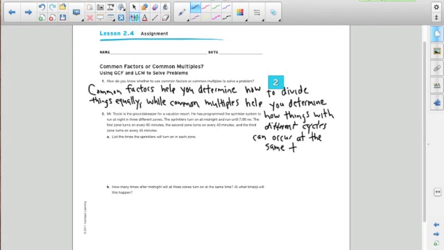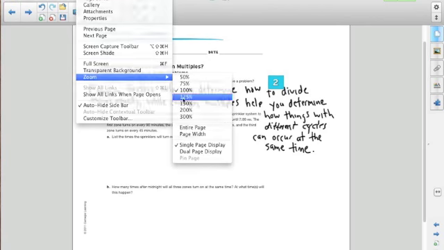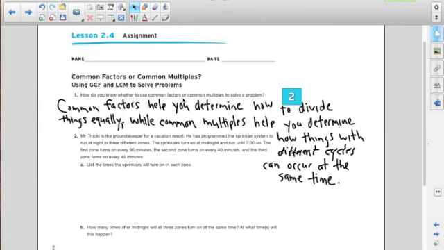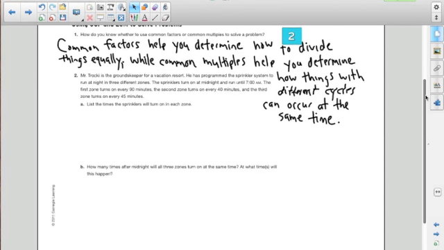Number 2 deals with Mr. Chalky, and he's a groundskeeper, and then there's sprinkler systems, and there's 3 zones. And with the 3 zones, one goes every 90 minutes, zone 1. Zone 2 goes every 40 minutes, and then zone 3 goes every 45 minutes.